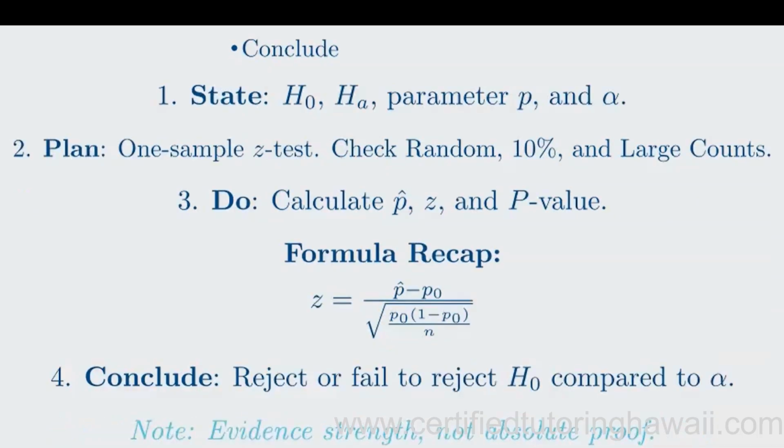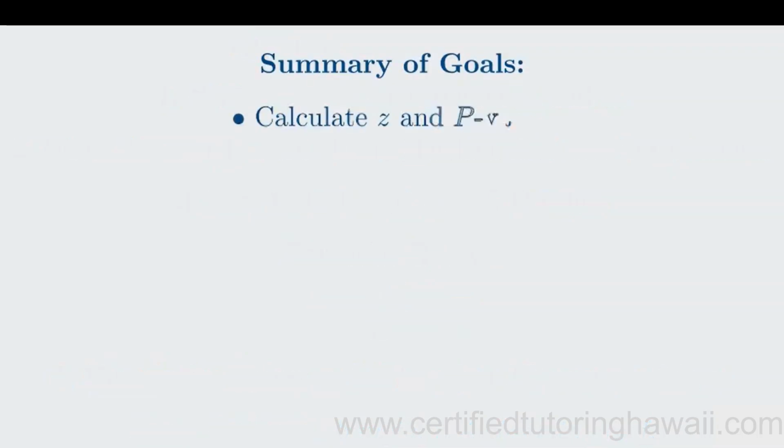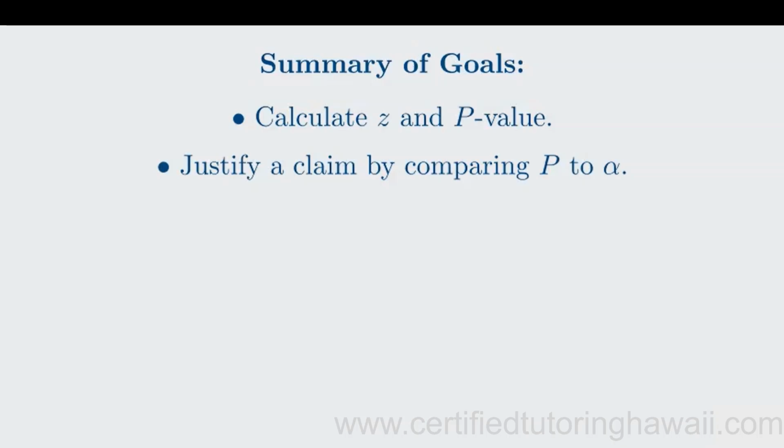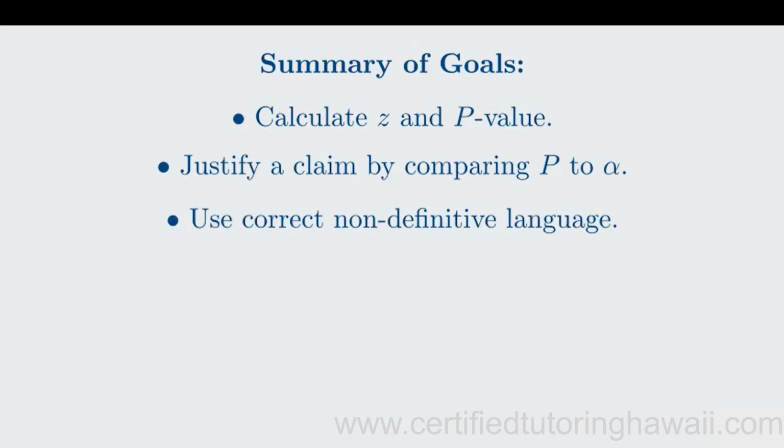Remember, a hypothesis test is a way to quantify how much evidence we have. It doesn't prove that the null is true or false with absolute certainty. It tells us if the evidence is strong enough to move away from the status quo. To recap our goals, calculate z and p-value, justify a claim by comparing p to alpha, and use correct non-definitive language. You've done a great job today walking through these examples.